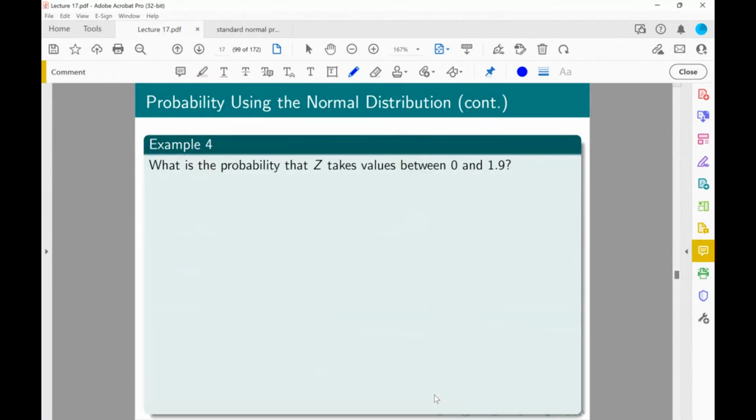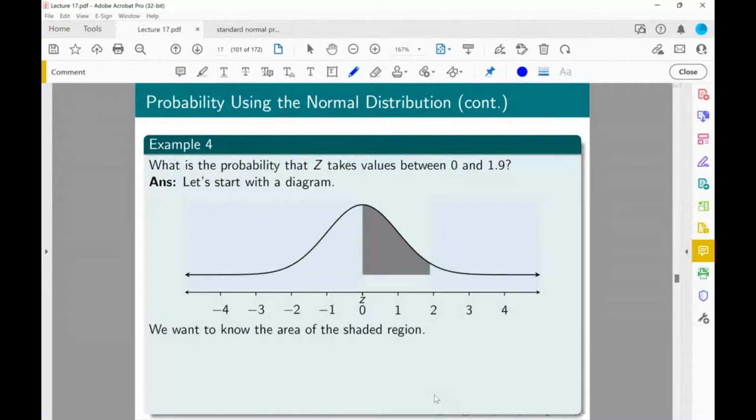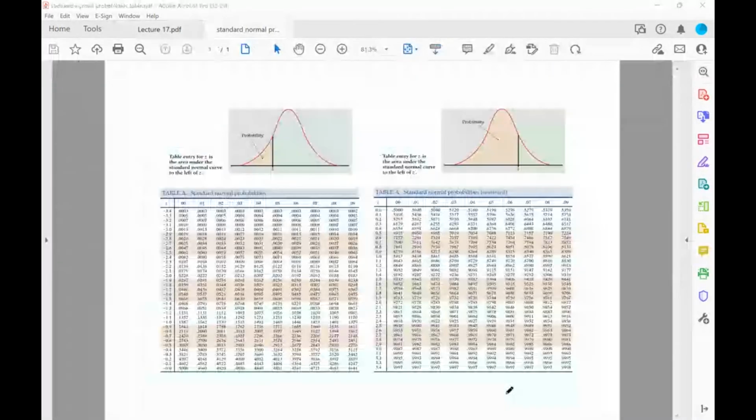Let's move on. Let's think about the probability that Z takes on values between 0 and 1.9. This is one of those typical ones where we would want to use the table. The idea is we want to look at this region and find the area of this region. Again, we can't directly compute the integral, so we use our tables, and our tables give us all these various areas up to some right bound here.